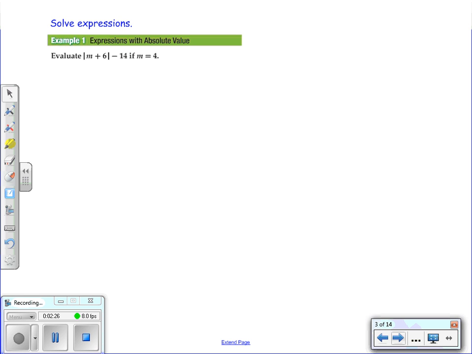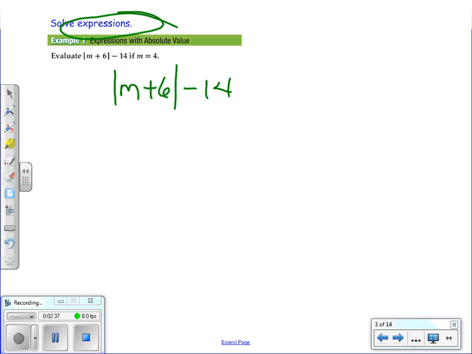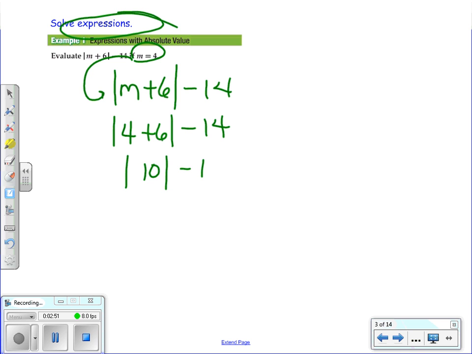Let's solve one of these expressions. Here we have the absolute value of m plus 6 minus 14. This is an expression, right? There's no equal sign. And we know that m equals 4, so we'll substitute in. Absolute value of 4 plus 6 minus 14. Absolute value of 4 plus 6 is 10, minus 14. The absolute value of 10 minus 14 is 4. So this expression evaluated is 4.